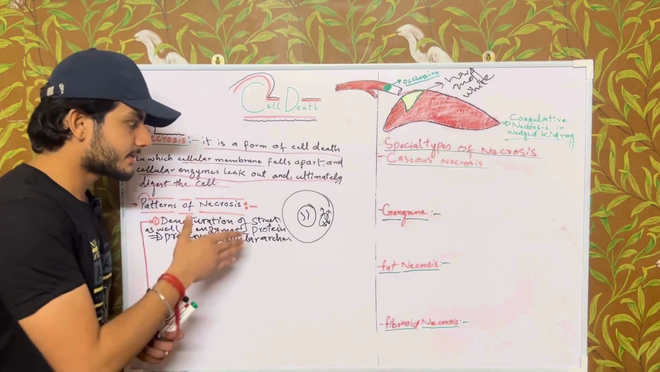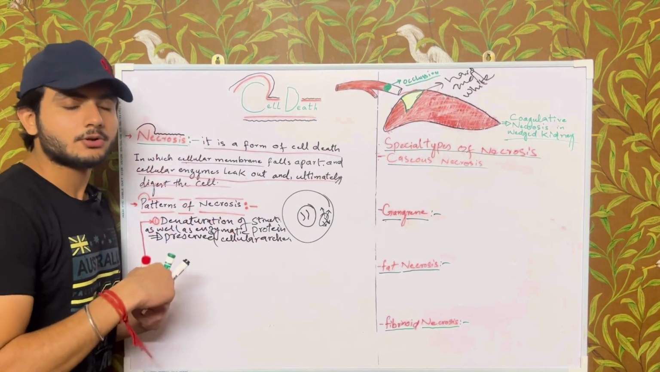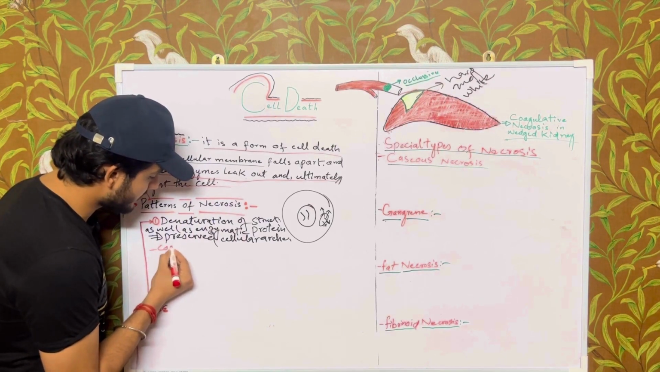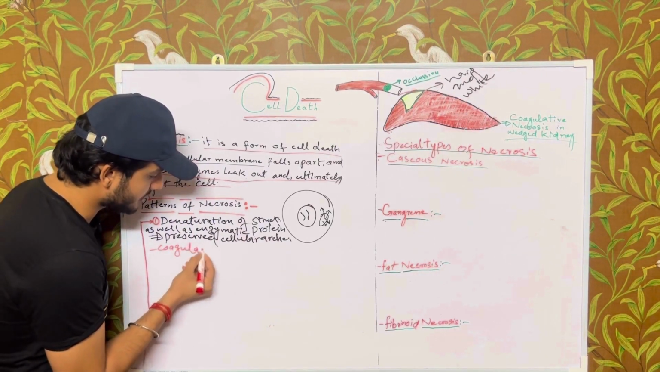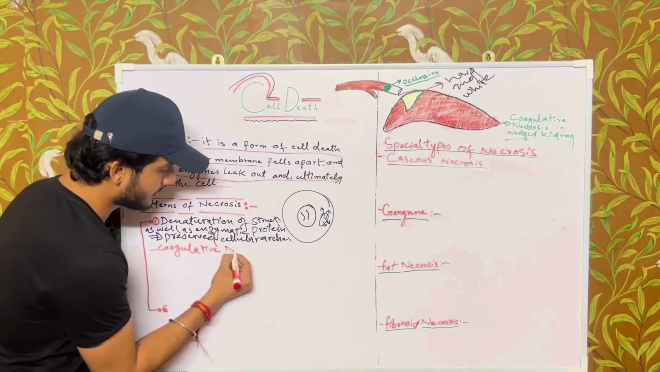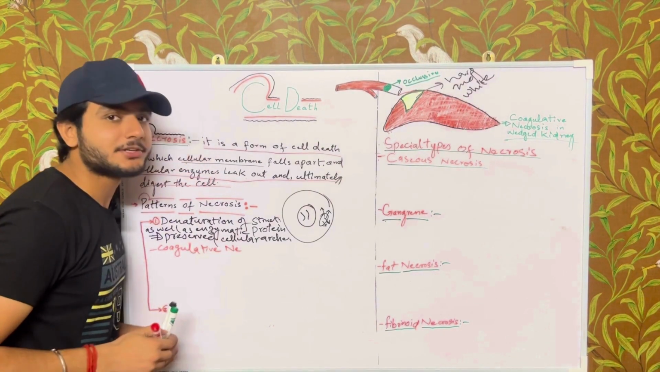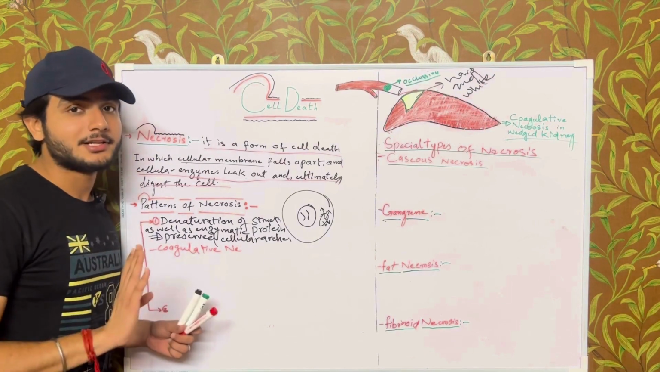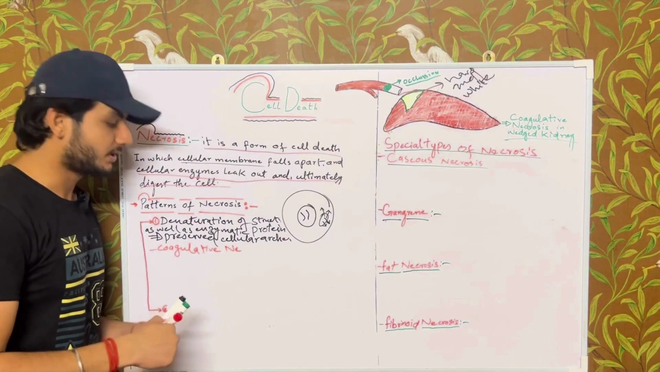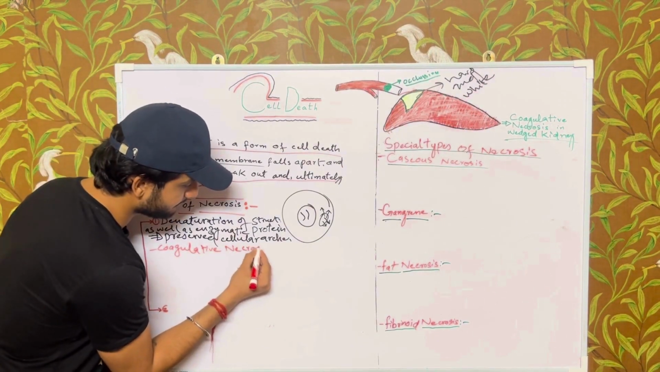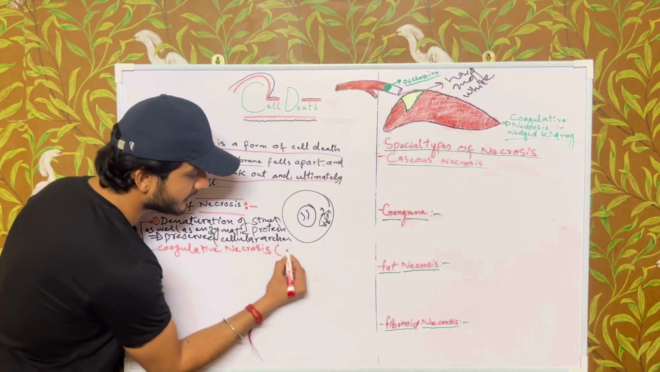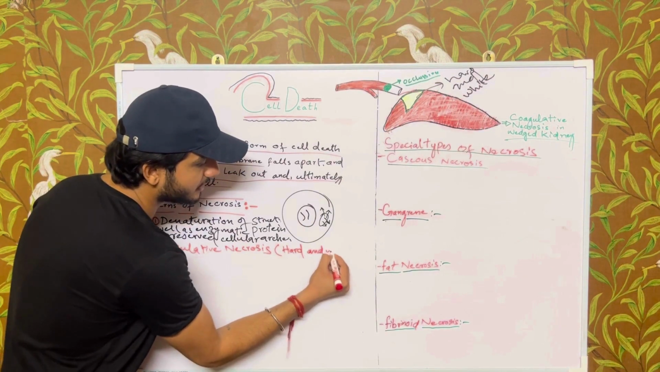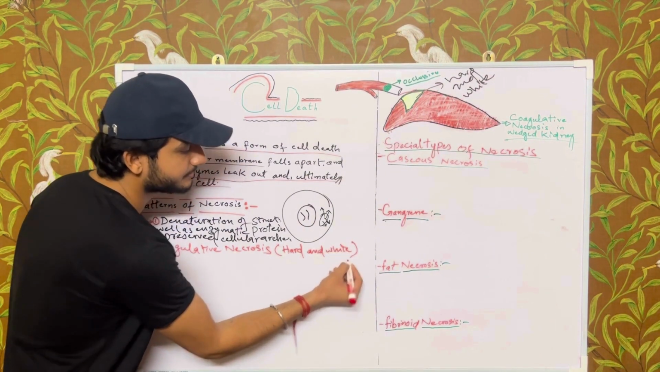Okay, so this pattern of necrosis is known as coagulative necrosis. And the affected tissue in this necrosis would be hard and white in color. So you must remember this point in your mind. The affected tissue would be hard and white in color mostly.